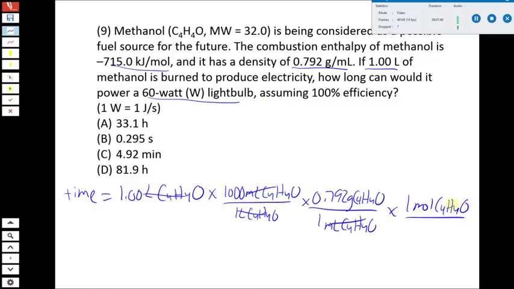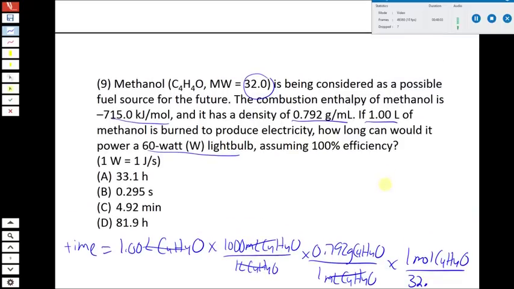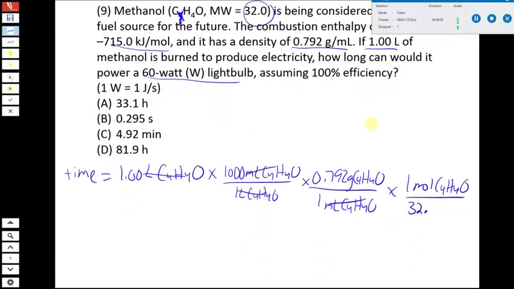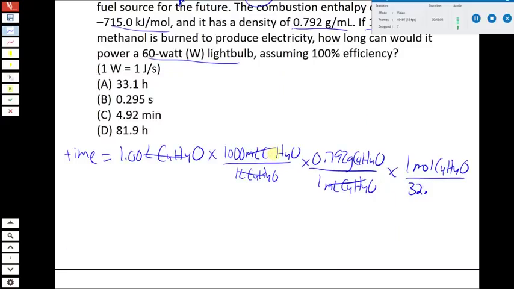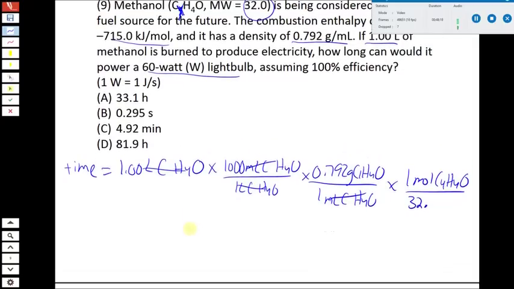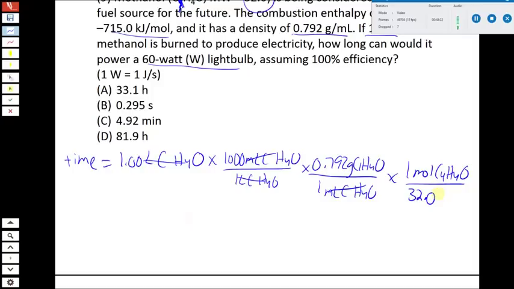So 1 mole of C4H4O has a mass of 32 grams, which I think might be wrong. Is that 30? No, I think 32. Oh, God, this is the problem. That's the wrong formula for methanol. Man, what a horrible typo. It's just CH4O, that's why. I was going to say that molar mass doesn't look right. It's not right because the formula is not C4H4O, it's CH4O. All right, so now that makes more sense, it's 32 grams per mole. So let's get rid of that 4 as well.